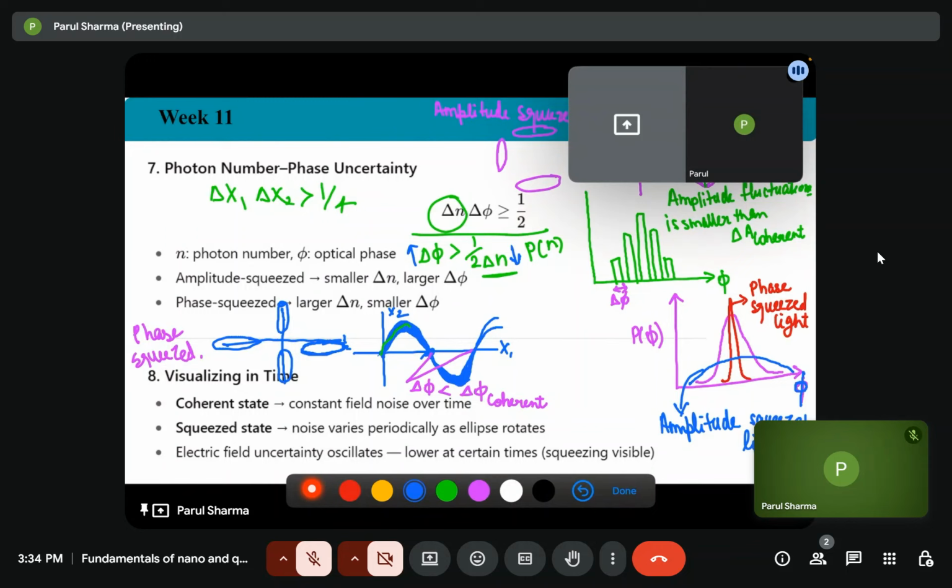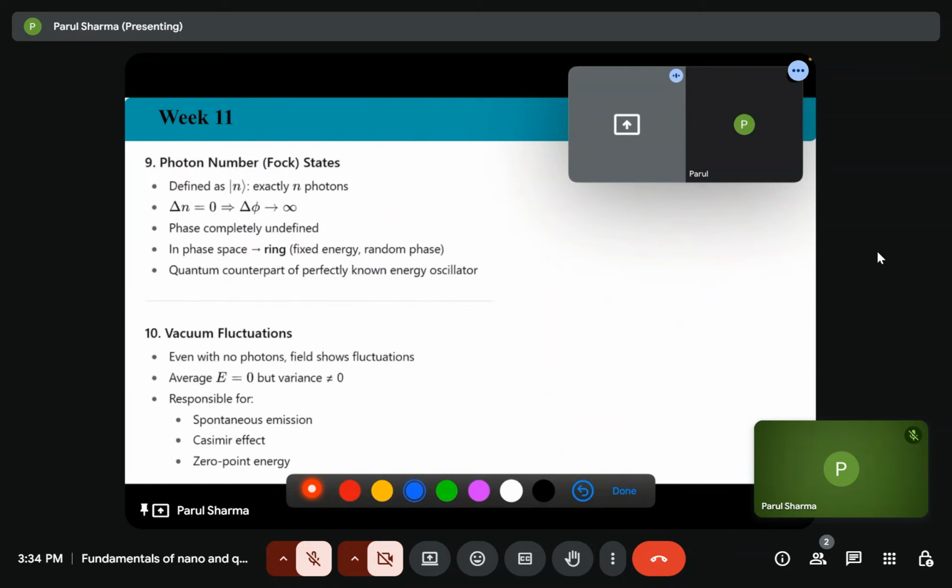So it means electric field uncertainty is oscillating, lower at certain times than the coherent state.